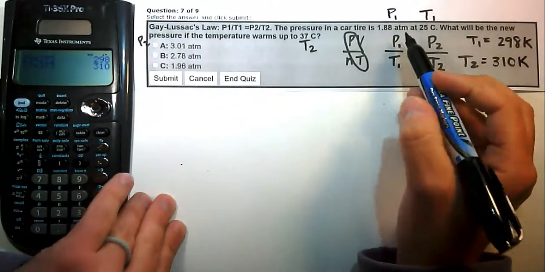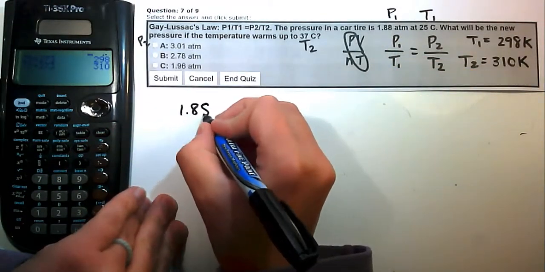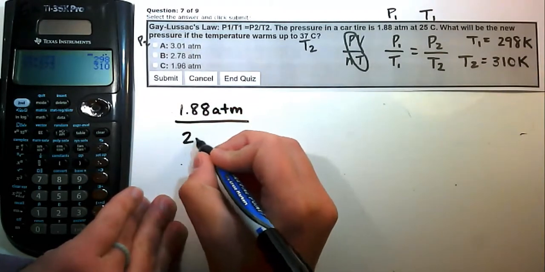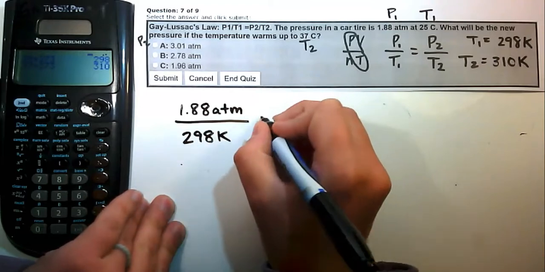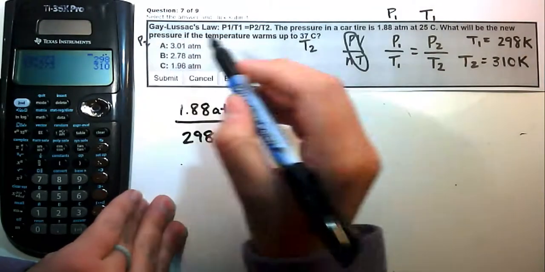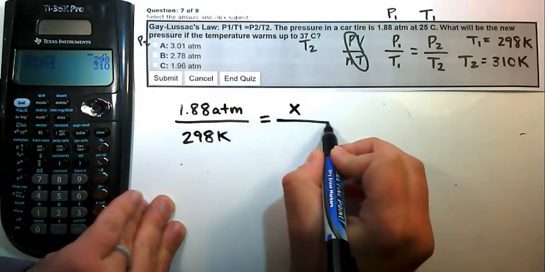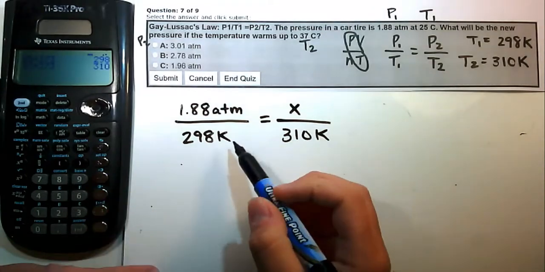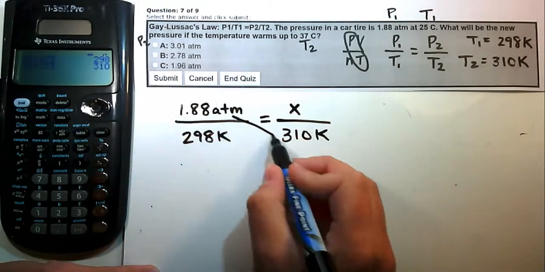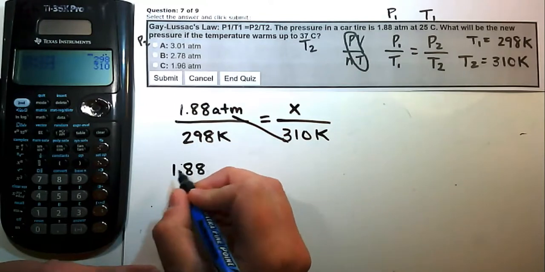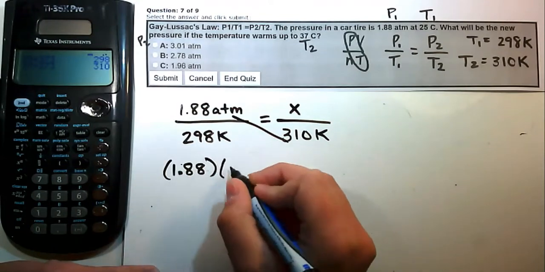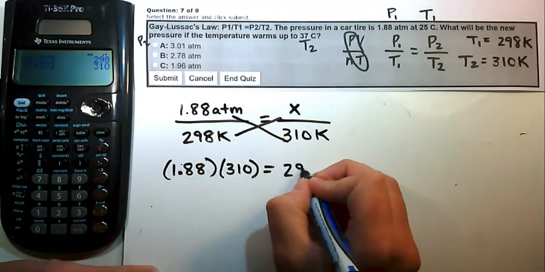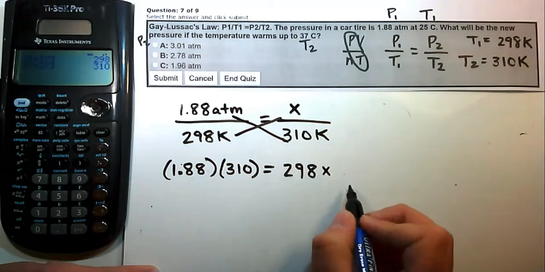So, P1, so 1.88 atm over T1, which is 298 Kelvin, equals P2, which we don't know, so we're going to substitute in X, over T2, which is 310 Kelvin. So of course we're going to need to cross multiply. So 1.88 times 310 equals 298 times X. And we are leaving off our units here.